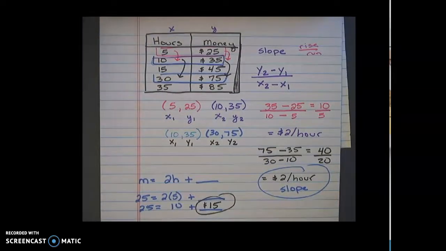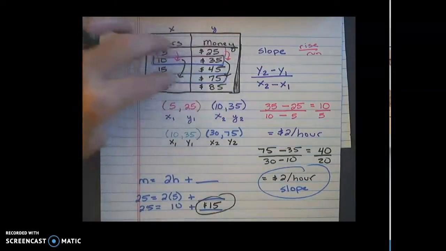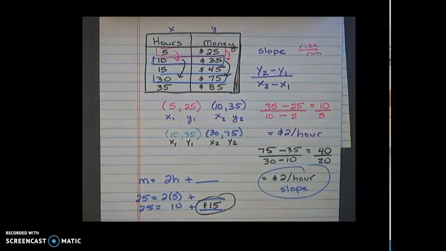So real quick, just to go over it one more time, how do I find slope from a table? I just pick any 2 points, and then I just do my slope formula, y2 minus y1 over x2 minus x1. Because one example might be a little confusing. Let me do one more example, and then we'll let you guys try some out, and then we'll talk about it more in class.